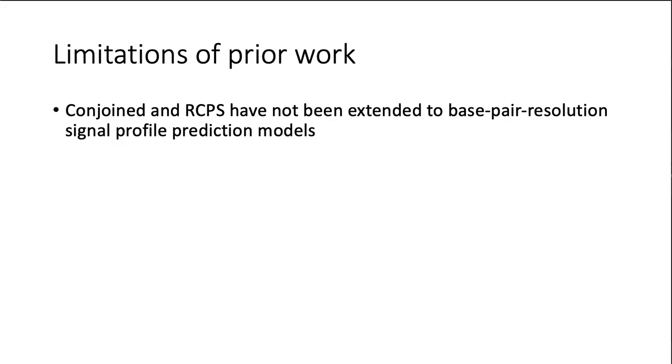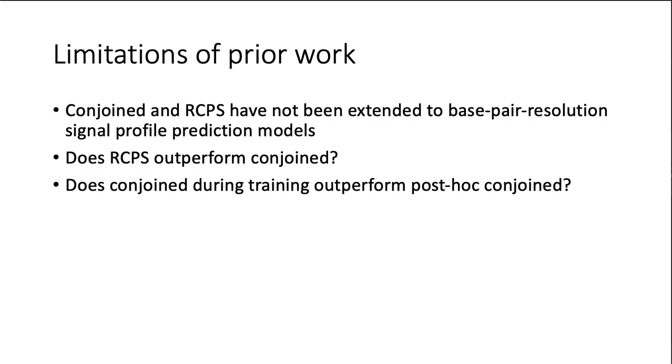As mentioned, neither conjoined nor RCPS architectures have been extended to base pair resolution signal profile prediction models. Further, RCPS models have not been systematically benchmarked against conjoined models, and even among conjoined models, it's unclear whether models that are conjoined during training outperform models that are just converted to conjoined models after training. In this work, we address these three limitations.